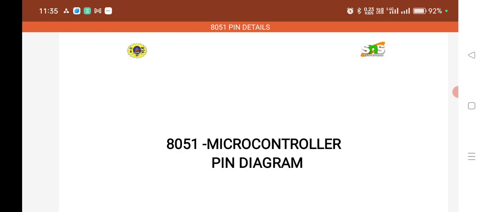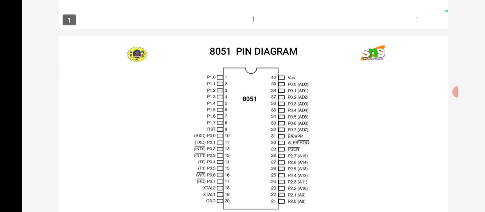Now 8051 consists of 40 pins, in which pin number 40 is assigned for the power supply and pin number 20 is assigned for the ground. Along with this, 32 pins are assigned for I/O ports. That means there are 4 ports available in the 40 pins: port 0, port 1, port 2 and port 3. And this is the pin diagram of 8051.